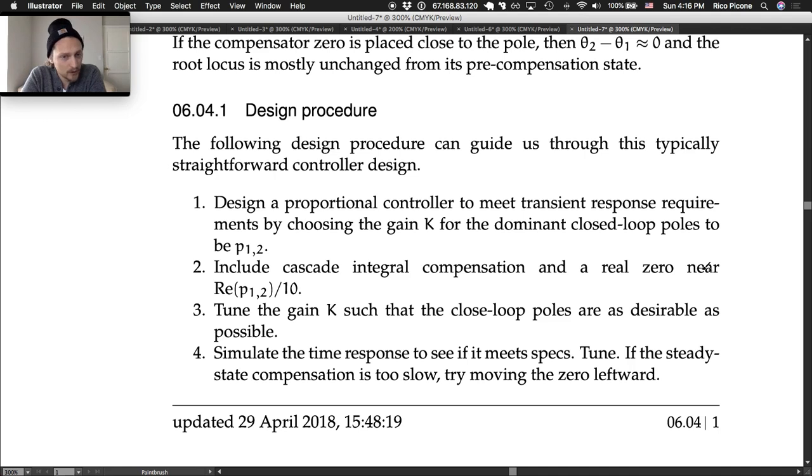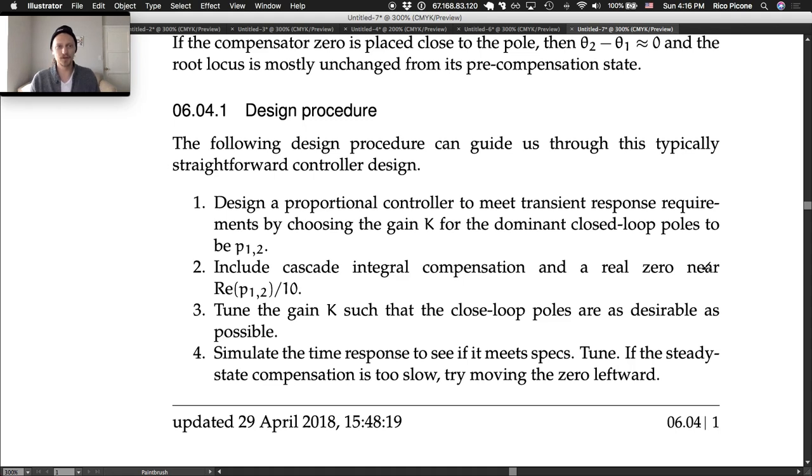So then we're going to include cascade integral compensation and a real zero near, so that this just gives you a starting point. So say, let's take wherever this dominant closed loop pole pair is that's dominating the transient response, let's divide that by 10. This is just like an arbitrary choice. I mean, it's saying, okay, if you divide it by 10, you're going to affect the transient response very little. Gives you a place to start. If this works, then good. But oftentimes you start here and then you move that zero around.